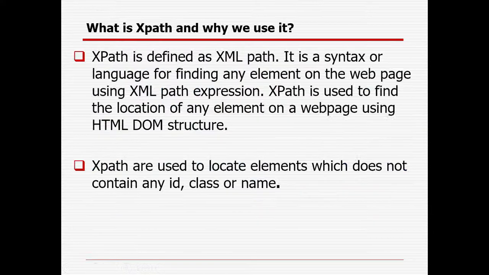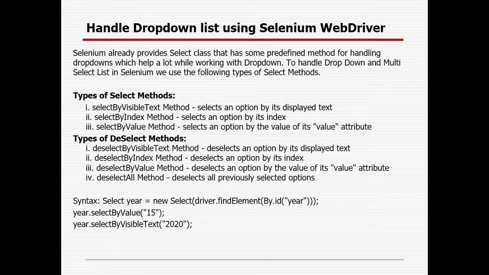Okay, so first I have covered how to handle drop down in case select tag is there. So you will get different methods available in the select class, like select by visible text, index, value, deselect by visible text, deselect by index, deselect by value, deselect all, or get options. So if you want to get all the options, you can get it, and if you use some for loop, you can print out all the options.